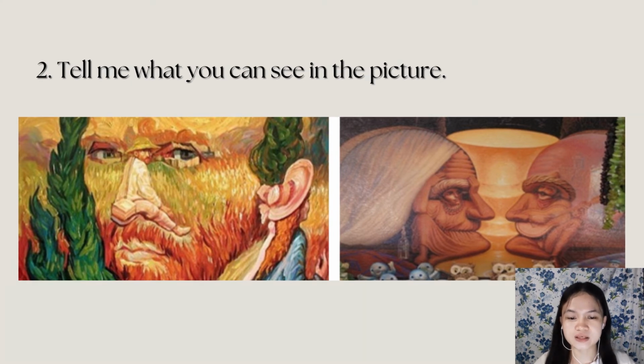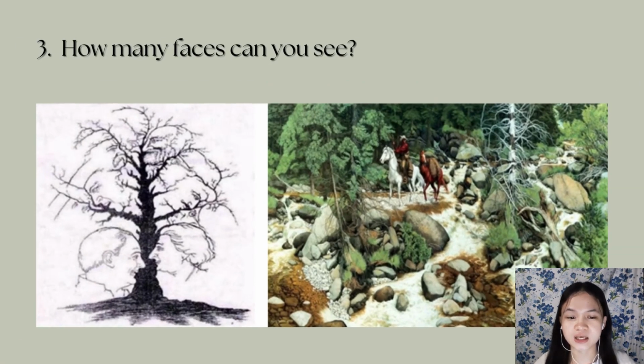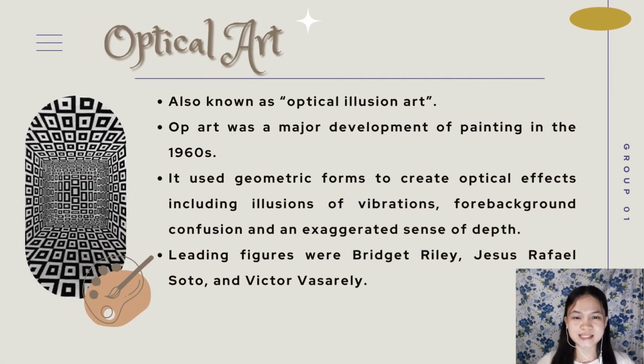In the third game, the question is: how many faces can you see? You just have to count how many faces you can see in the picture. Let me count how many faces I can see in the first picture. 1, 2, 3, 4, 5, 6, 7, 8, 9, 10. In the first picture, I saw 10 faces, and you can now count how many faces you can see in the second picture. Now let's discuss what optical art or op art is.